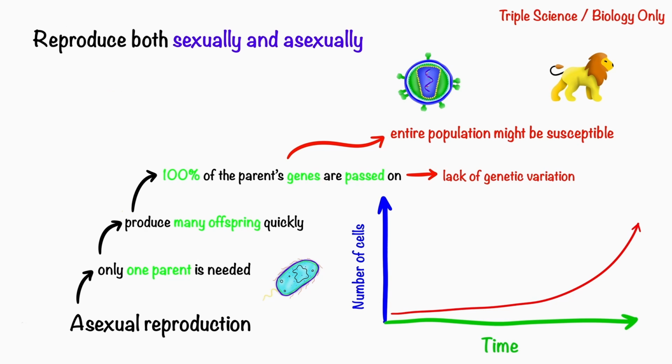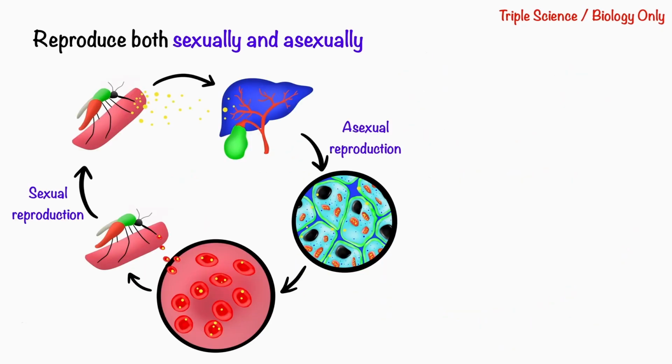Interestingly, some organisms can reproduce both sexually and asexually, depending on their circumstances. The malaria parasite provides a fascinating example. When a mosquito carrying the parasite bites a human, the parasite reproduces asexually in the human host. However, when it returns to a mosquito, it reproduces sexually.